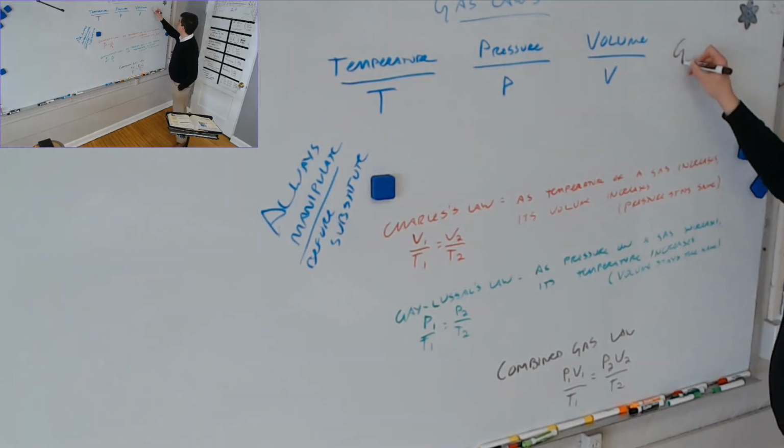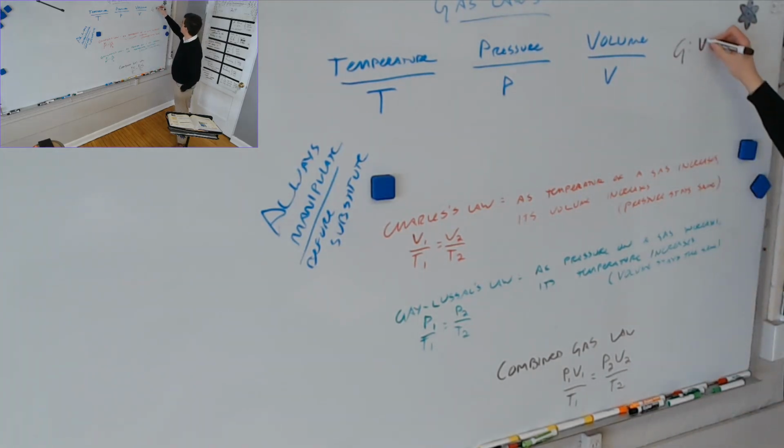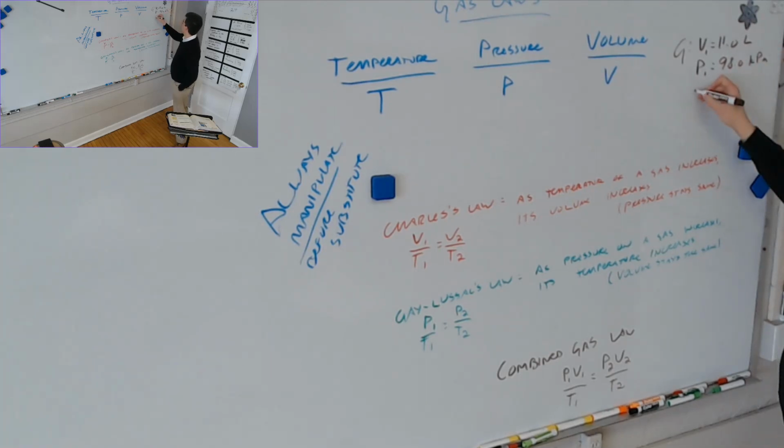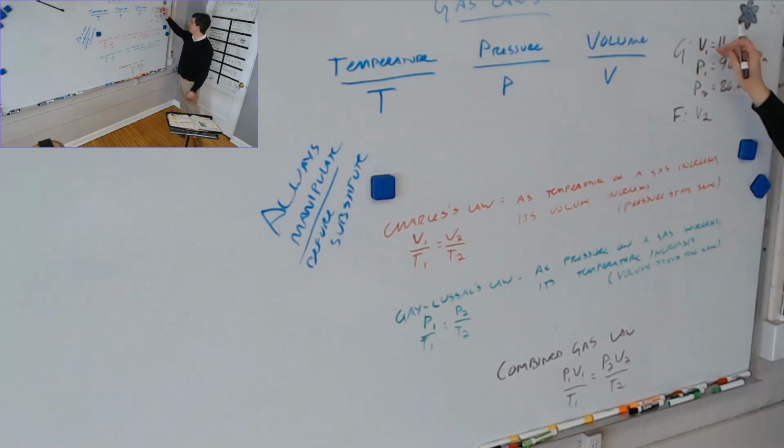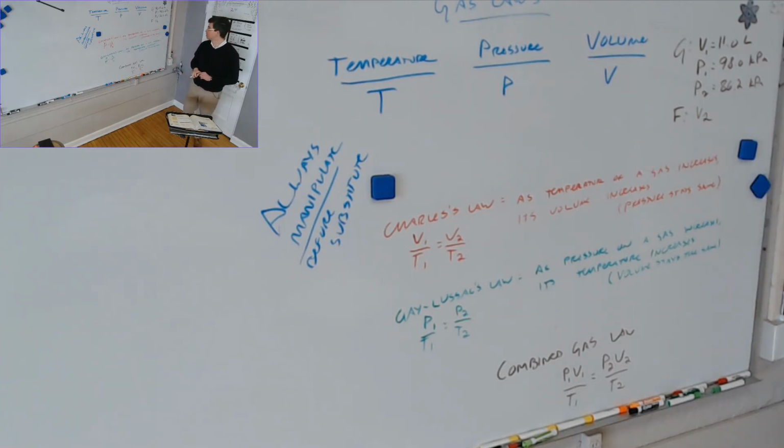So our givens are volume 1 equals 11.0 liters, pressure 1 equals 98.0 kilopascals, and pressure 2 equals 86.2 kilopascals. What are we trying to find? Let's read the question again. What is the new volume? That's our actual question. So we're trying to find volume 2. Which equation deals with volume 1, pressure 2, and volume 2? Look in your notes.